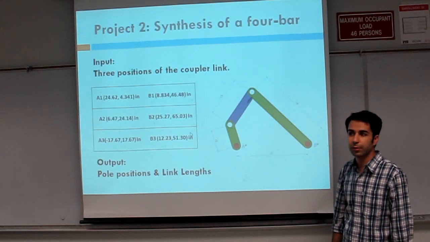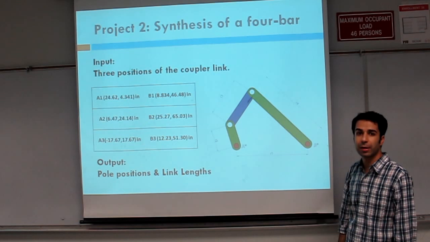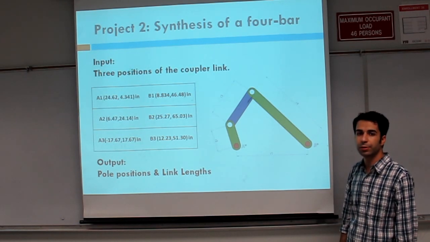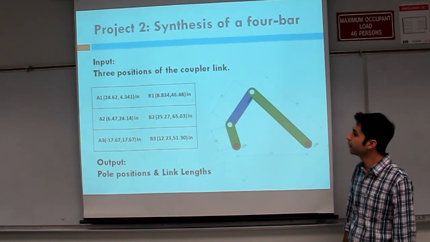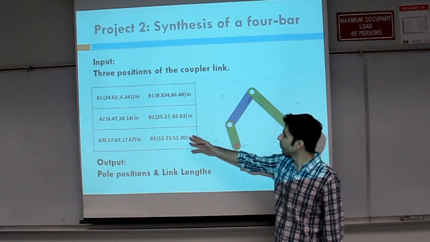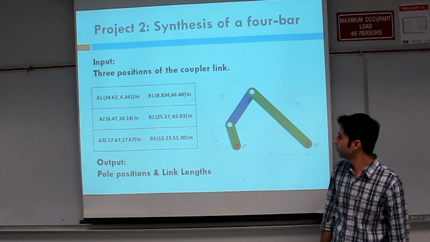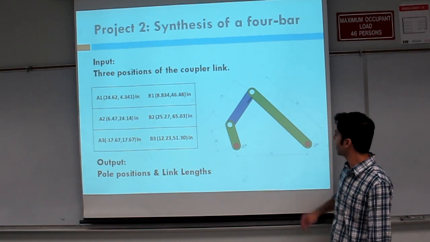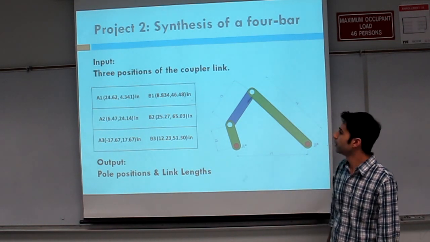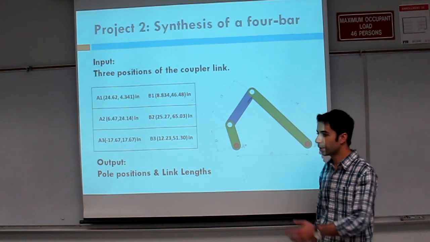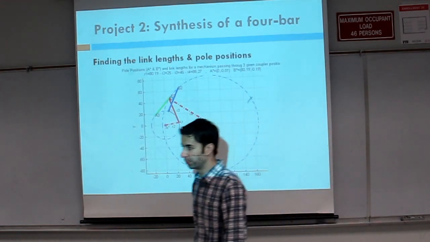In our second project, we are going to design a four-bar mechanism by using 3 given positions for the coupler link. As you can see here in this table, 3 positions of the coupler link are given, and by using them, we are going to find the pole positions and the link lengths of our four-bar mechanism. My friend Ghanem will explain it for you.